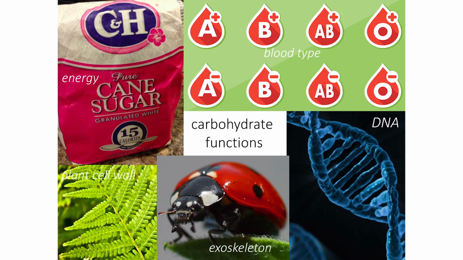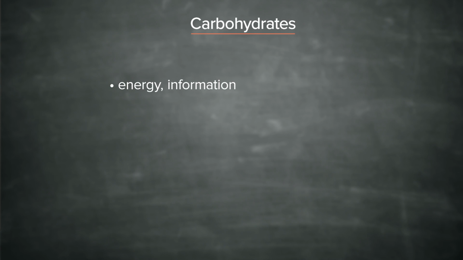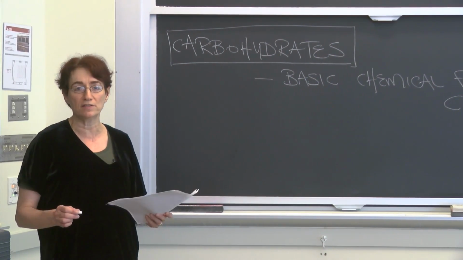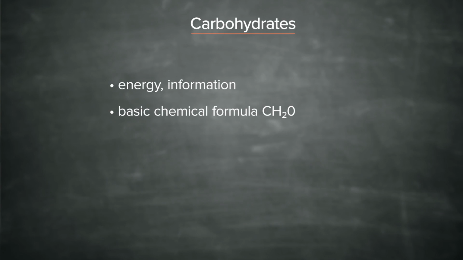They do things like build the cell walls of plants and the exoskeletons of insects that protect them. And as we'll talk about in a little bit, they are an essential part of the genes, of the DNA. Carbohydrates can be recognized by their basic chemical formula, CH2O. And if you're trying to recognize whether it's a carbohydrate, you can count up the carbons, the hydrogens, and the oxygens, and you should be able to tell.